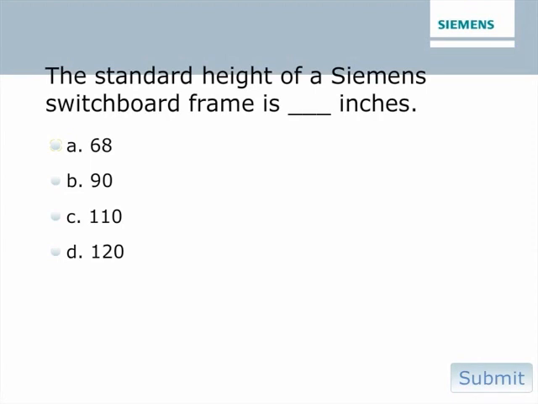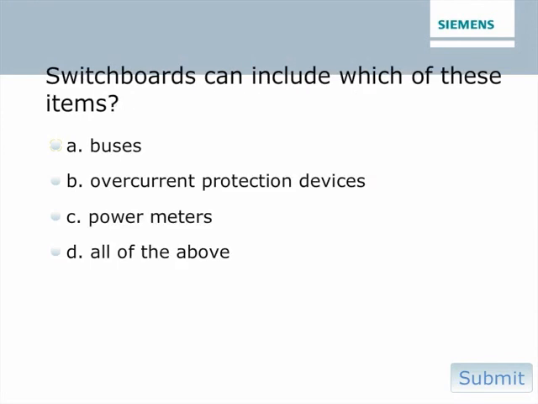That concludes section 1. Now let's jump into a knowledge check. Question 1. The standard height of a Siemens switchboard frame is blank inches. Is it A, 68, B, 90, C, 110, or D, 120? Question 2. Switchboards can include which of these items? A, buses, B, overcurrent protection devices, C, power meters, or D, all of the above.